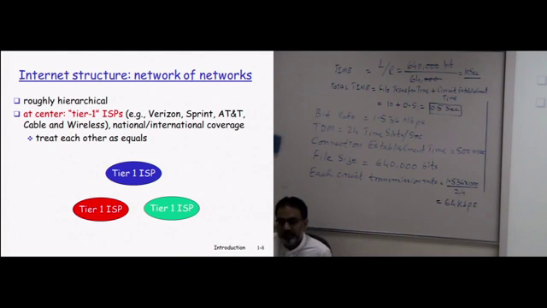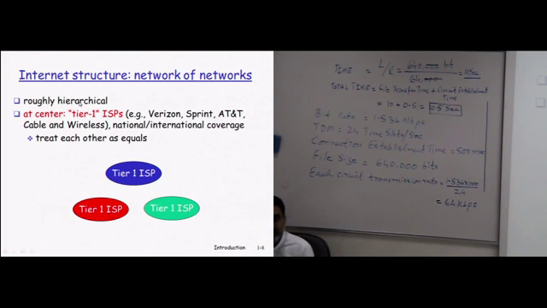Let's have a look into the internet structure. What is the definition of the internet? As we discussed in the first lecture, it is a network of networks, a combination of a lot of networks. For example, if you connect LANs together with the help of a MAN or WAN, it will be converted into the biggest network, which is called the internet.